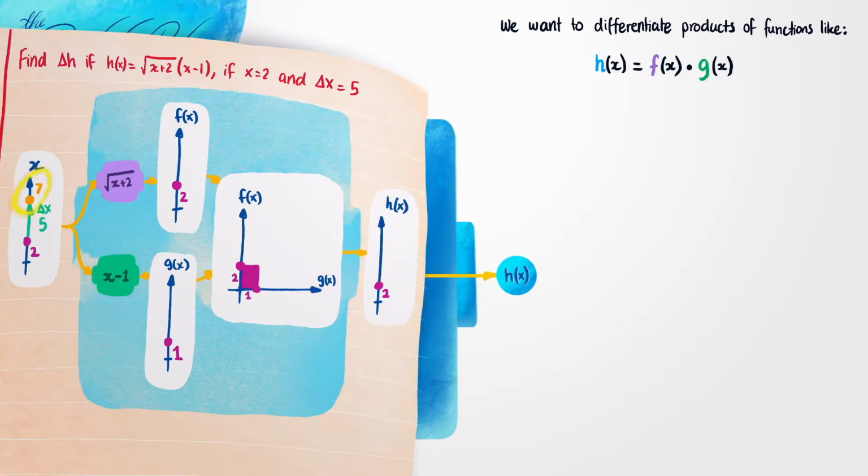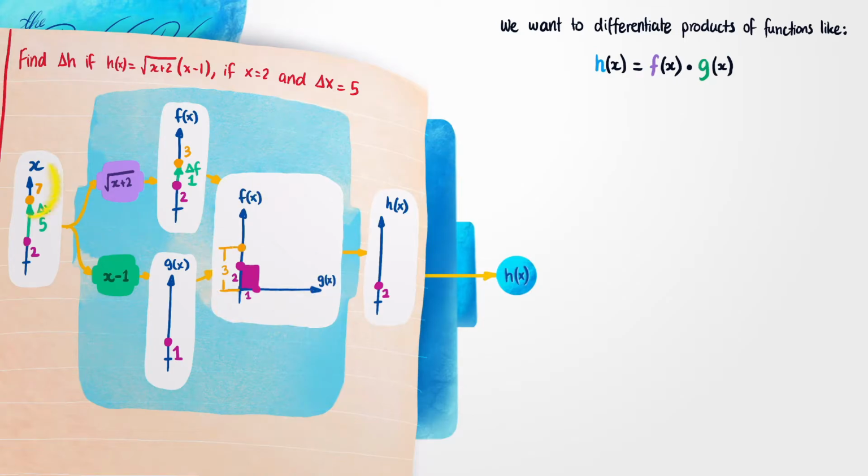Now for starters, if we feed 7 into root x plus 2, then 7 plus 2 is 9, and the square root of 9 is just 3, so f of x would just be 3 in this case. And therefore the value of f has just changed from 2 to 3, so change in f is just 1 in this case. We should also copy this to this diagram over here.